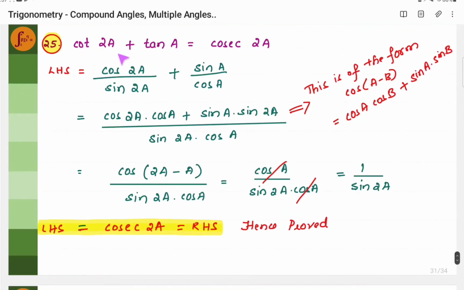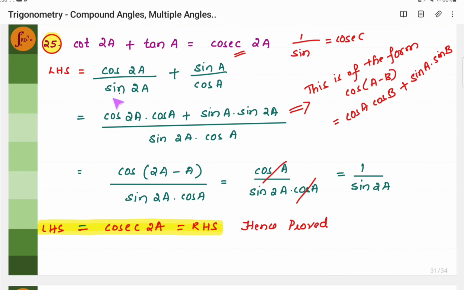Now, let's go to the 25th sum. Cot 2A plus tan A is equal to cosec 2A. Now, we have to express this in terms of cosec. What is cosec? Cosec is 1 by sine, right? This is cosec, which means we can't have tan and cot here. We have to represent tan and cot using sine, because ultimately we need to prove this in terms of sine only. So, cot 2A, what is cot? Cot is cos by sine. So, we'll substitute cos 2A by sin 2A, and tan is sine by cos.